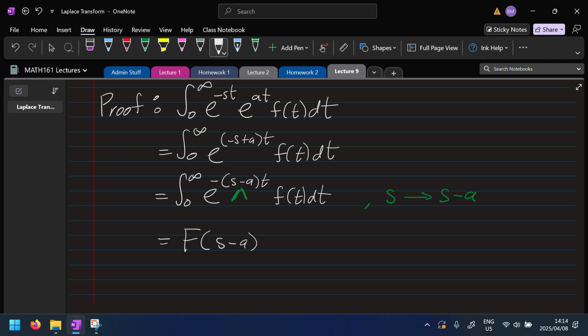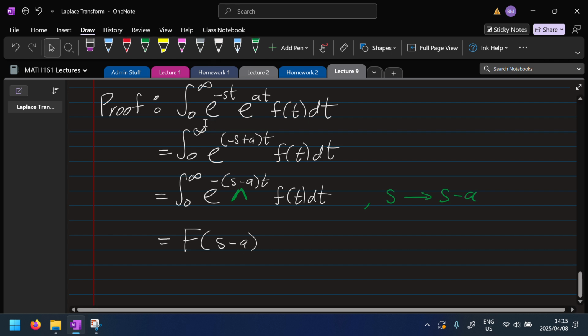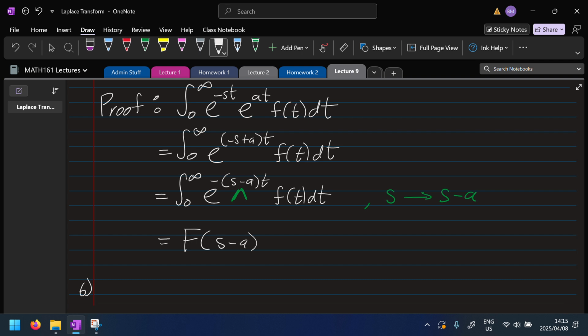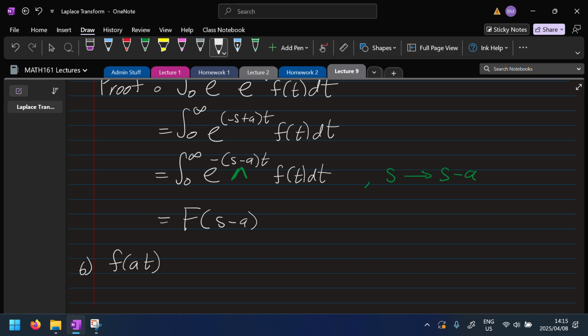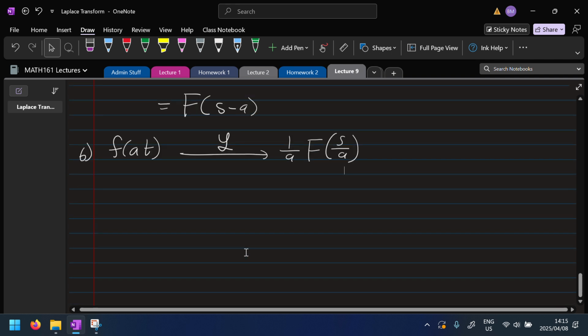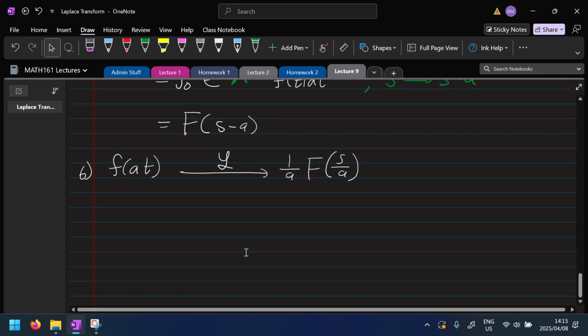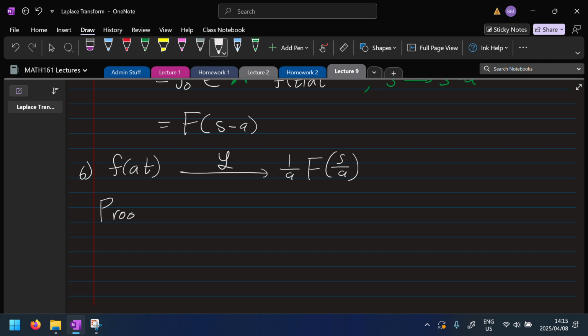Okay, and then the last property, number 6. We've got here f of at. So we've scaled the time variable by some amount a. And then using the Laplace transform, this gets converted to 1 over a, capital F of s over a. Okay, so how do we end up with this? Let's have a look at the proof. So I'll start it and then you can finish it for homework.